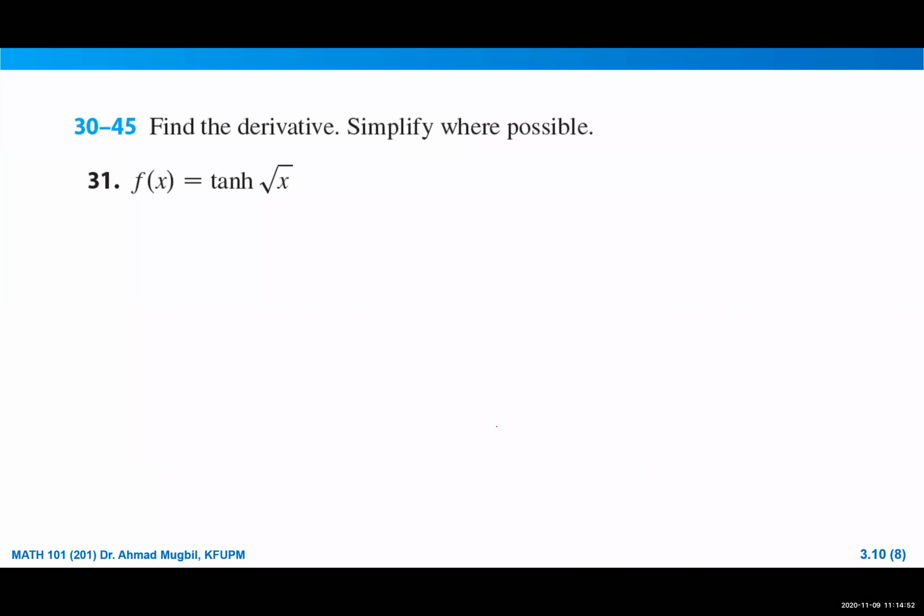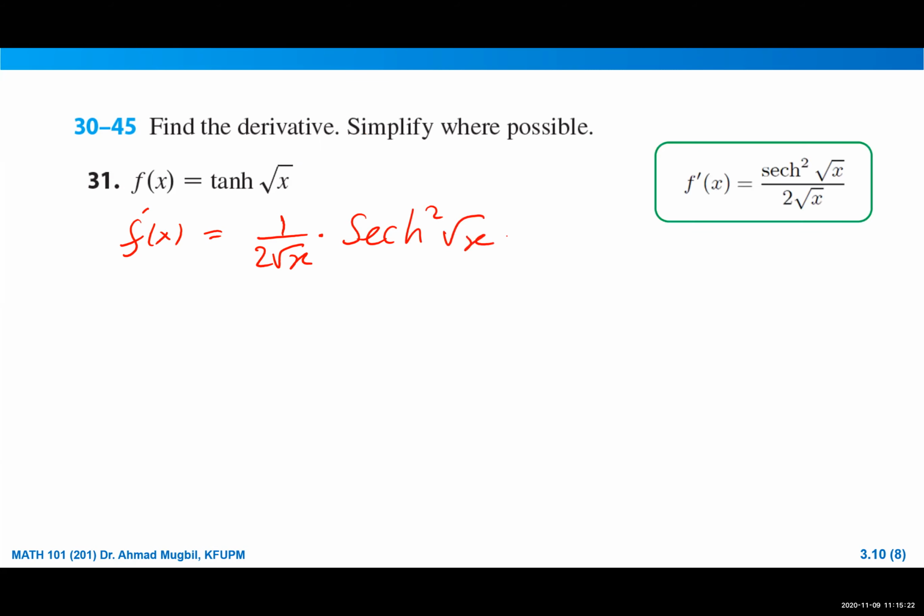The derivatives, of course, you need to apply the chain rule. Of course, they will not ask you what is the derivative of tan hyperbolic x. They will give you some functions inside. So here, what is the derivative of this function? What is the derivative of the inner function? The derivative of the inner function is 1 over 2 square root of x, am I right? Times the derivative of tan, which is what? Secant hyperbolic square root of x. Done. This is the answer.